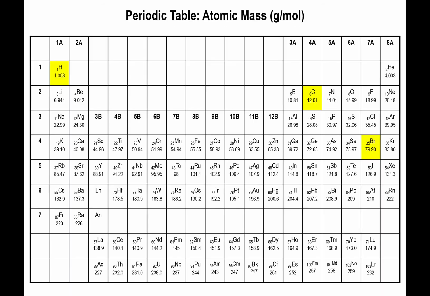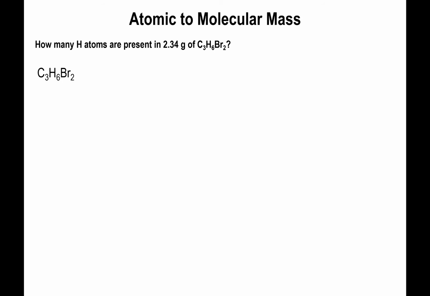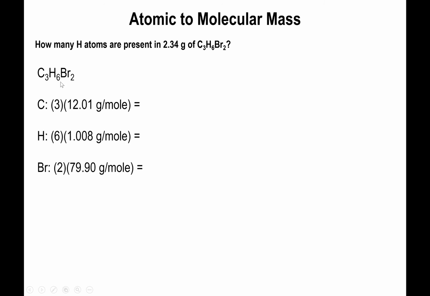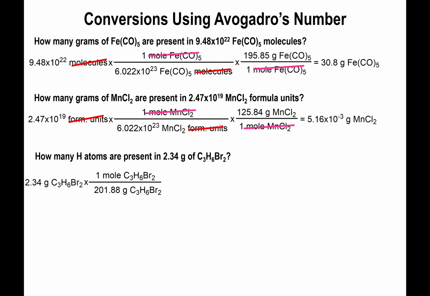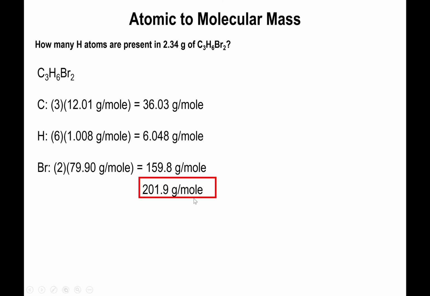C3H6Br2. Looking at the periodic table, hydrogen has an atomic mass of 1.008, carbon 12.01, and bromine 79.90 grams per mole. So we're going to use each of those masses, and just make sure to multiply the atomic masses by the proportions in the molecule. So carbon is multiplied by 3, hydrogen is multiplied by 6, and bromine is multiplied by 2. If you multiply each one of those values and then add them together, you now find out your molar mass, which is 201.9 grams per mole.